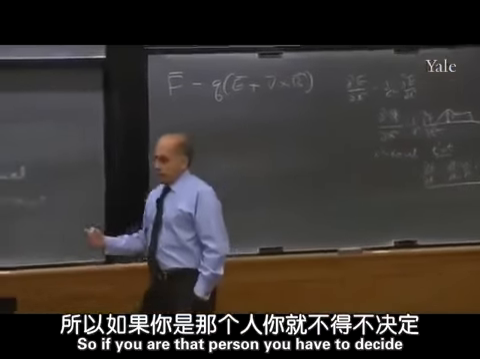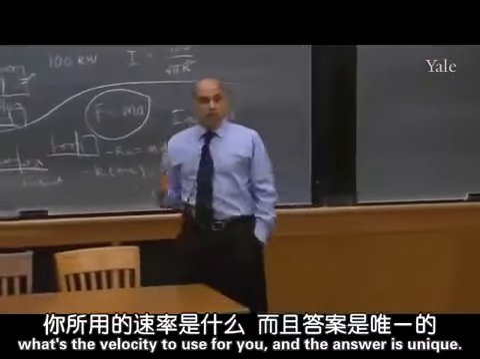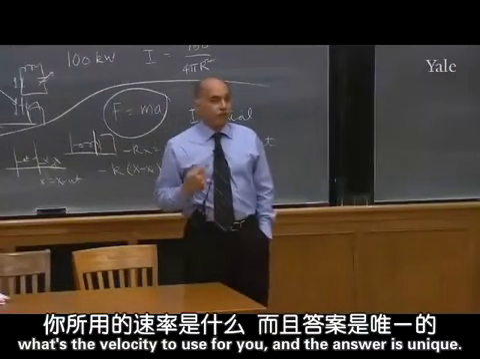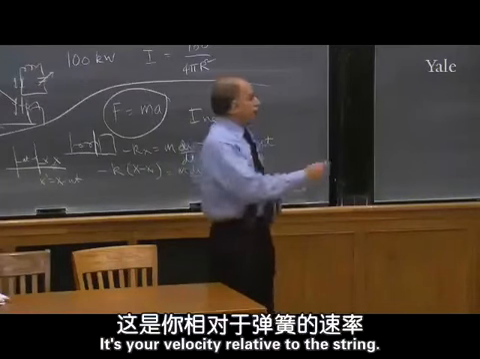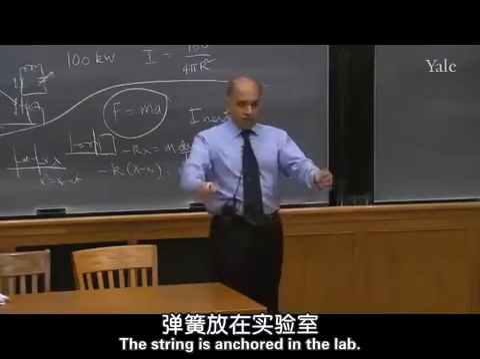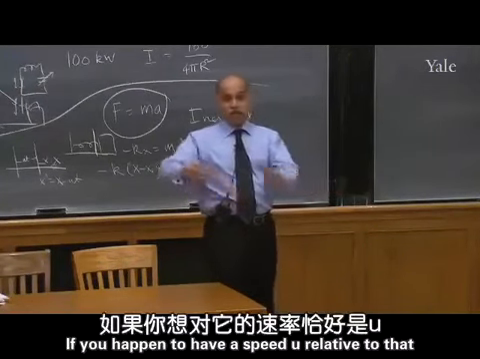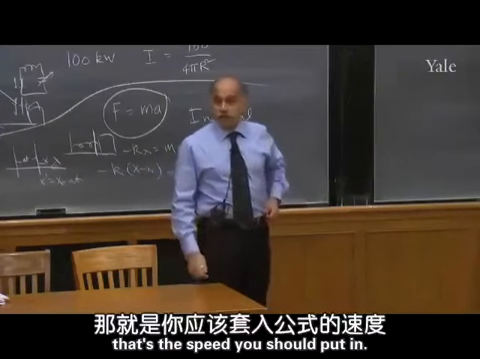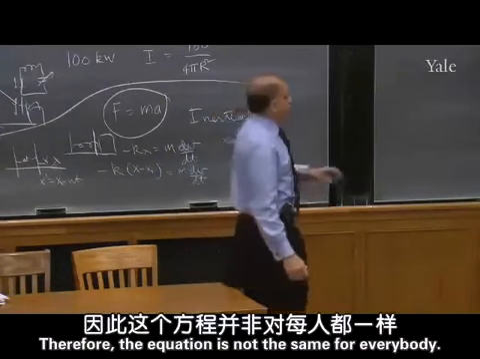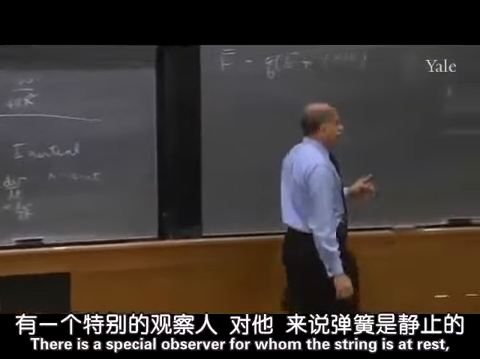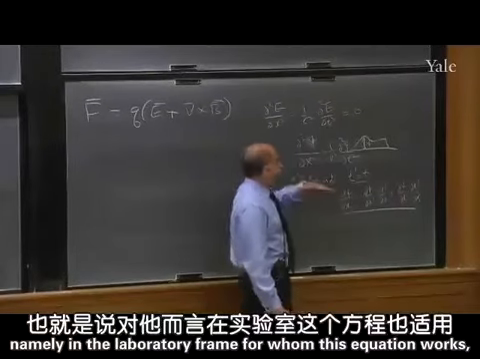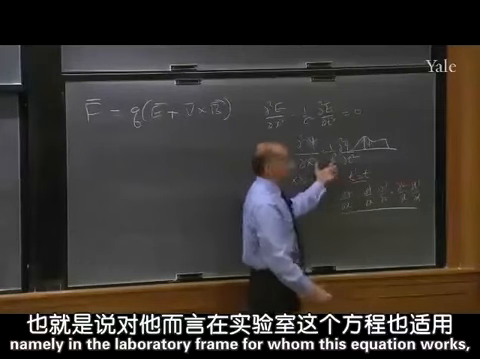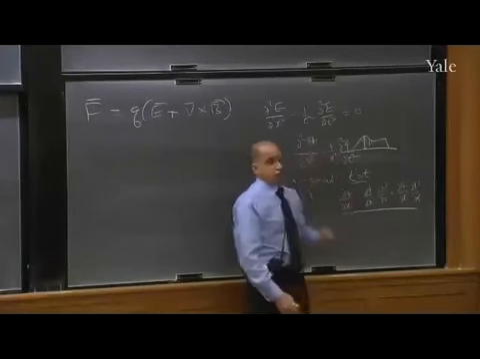So if you are that person, you have to decide what's the velocity to use for you. And the answer is unique. It's your velocity relative to the string. The string is anchored in the lab. If you happen to have a speed u relative to that, that's the speed you should put in. Therefore, the equation is not the same for everybody. That's a special observer for whom the string is at rest, namely in the laboratory frame, for whom this equation works, and v is the velocity for that person.